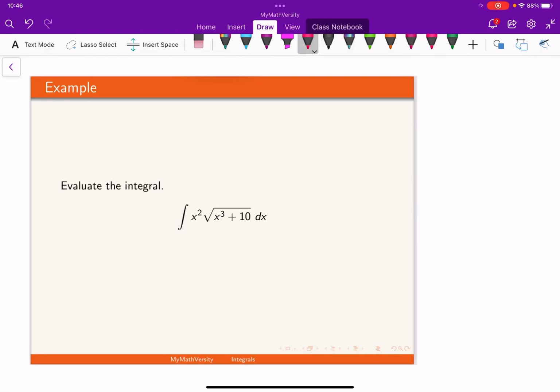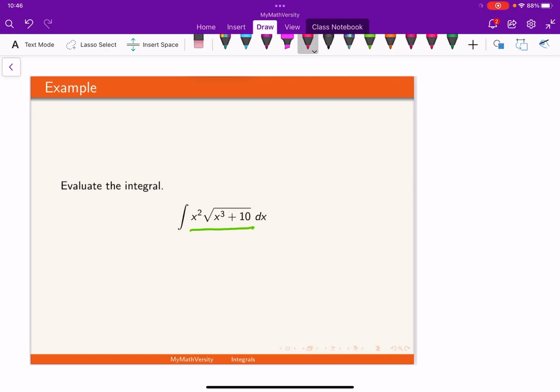In this example, we want to evaluate the integral given here, where the integrand is x squared times the square root of x cubed plus 10. We would like to use the substitution rule here because from just the basic antiderivative rule it's difficult to integrate. So we just want to try if the substitution rule helps.